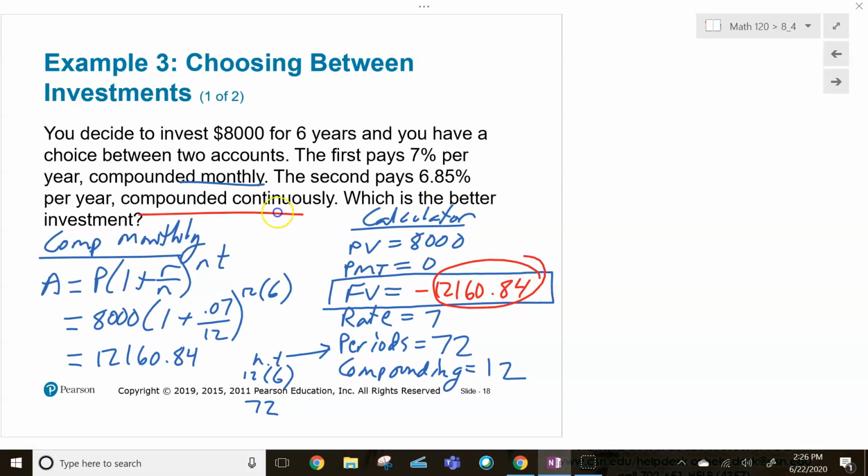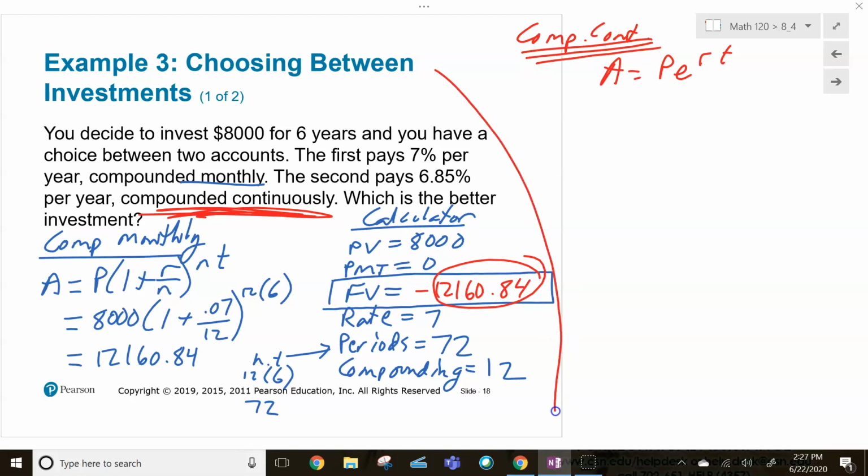All right, now let's do the compounding continuously. A equals P e to the rt. So is this a better deal if it compounds continuously? We're putting in $8,000. e is the exponential; you need a scientific calculator for this. r is the interest rate, and t is your time in years, again 6 years.